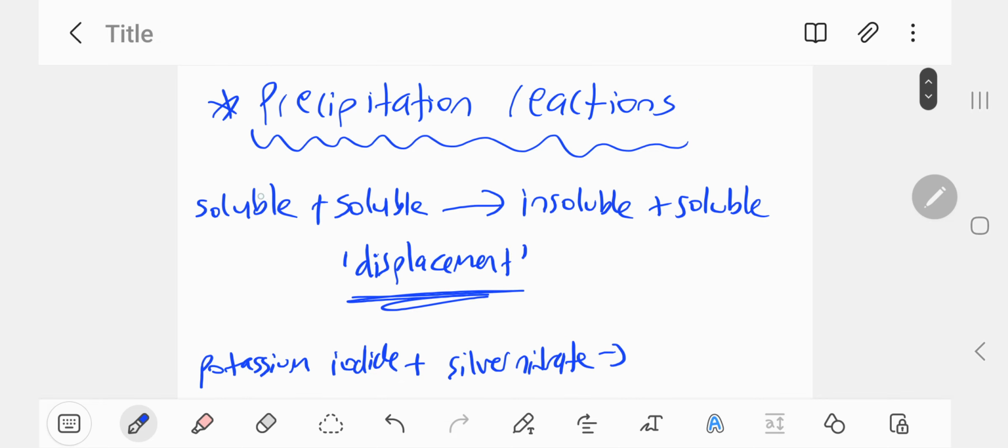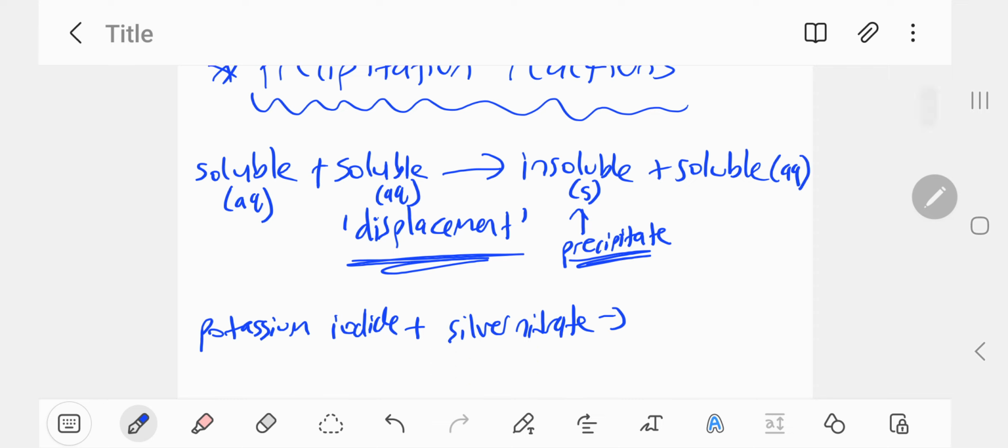I should emphasize here that anything that's soluble is typically aqueous, something that's dissolved in something else. Something that's insoluble is typically a solid. The insoluble compound is called the precipitate, hence precipitation reaction. So you get something that's solid, and something that's aqueous.